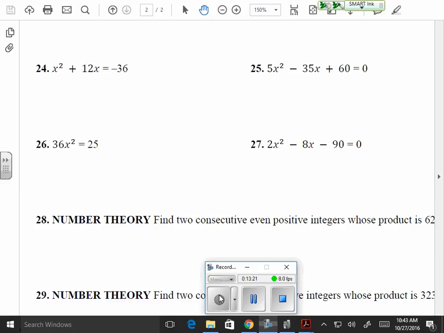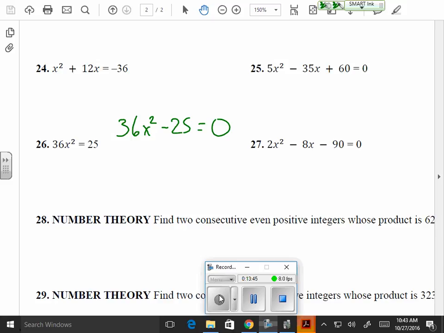Last one we'll look at is number 26. 36x squared equals 25. Again, I need to set it equal to 0. 36x squared minus 25 equals 0. So I look and see, do they have anything in common? Is there a greatest common factor? No, nothing goes into 36 and 25.